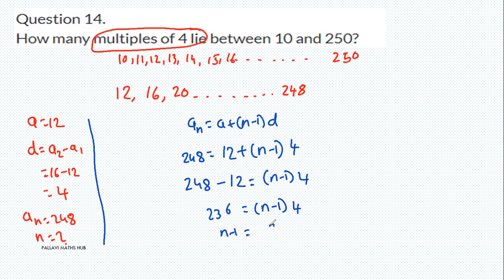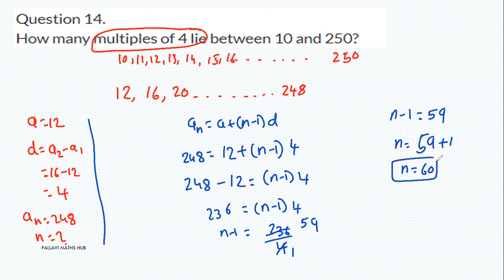N minus 1 is equal to 236 divided by 4. Cancel this one. 4 ones are 4, 4 5s are 20, 4 9s are 36. So N minus 1 is equal to 59. N is equal to 59 plus 1. So the value of N is equal to how much? 60. Did you get the answer? Yes, you got the answer. Therefore, the multiples of 4 that lie between 10 and 250 number 60. So this is the answer.